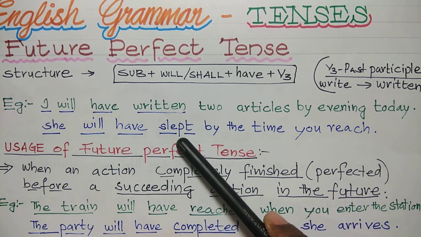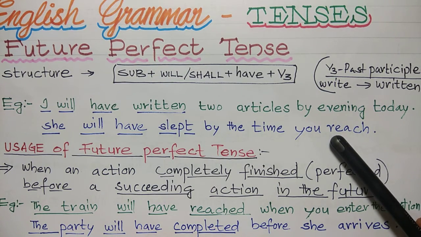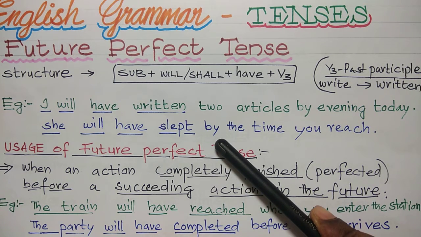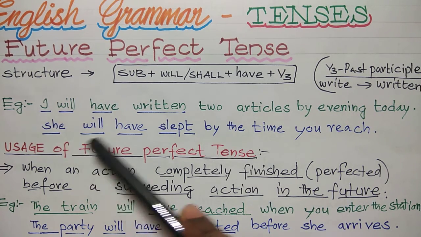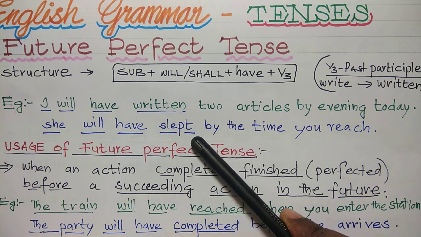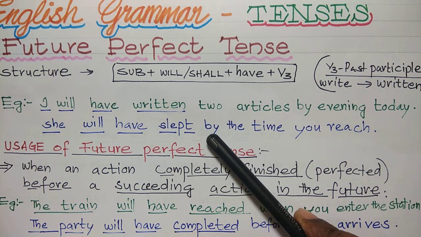She will have slept by the time you reach. By the time you reach, she will have slept. She plus will plus have plus past participle form of sleep, that is slept. So both these are in future perfect tense.